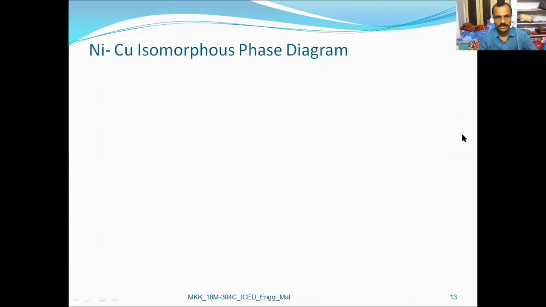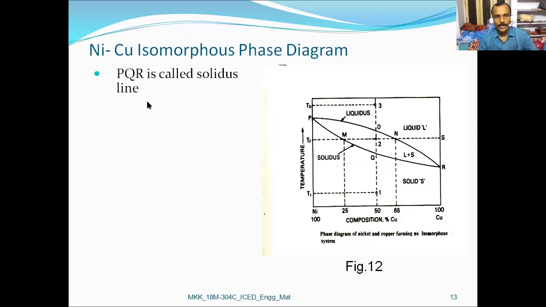Now let us see the points. P, Q, R is called the solidus line, so this is a solidus line or curve. And P, O, R is the liquidus.